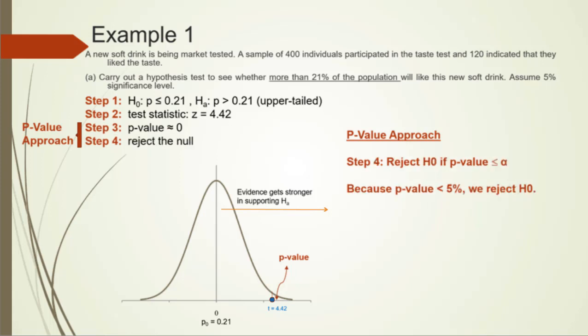We reject the null hypothesis when the p-value is smaller than the significance level. In conclusion, we reject the null statement and conclude that p, the population proportion, is indeed bigger than 21%. That is, more than 21% of the population will like this new drink.